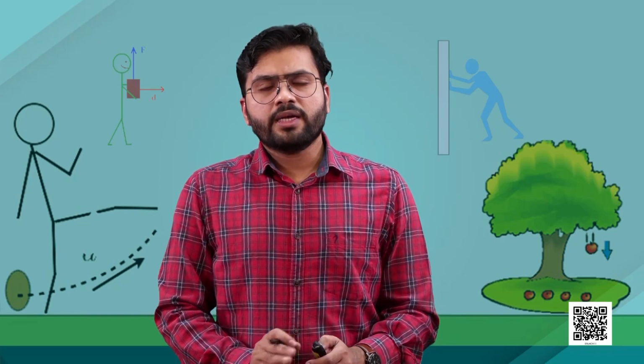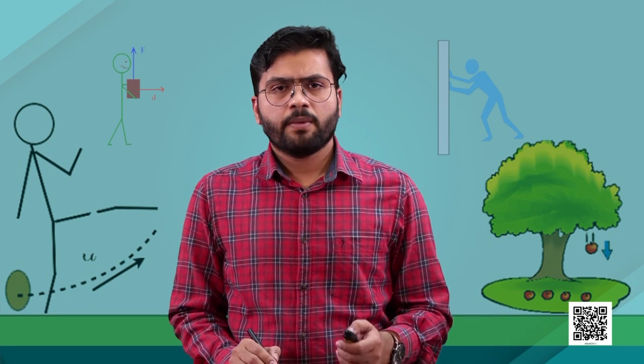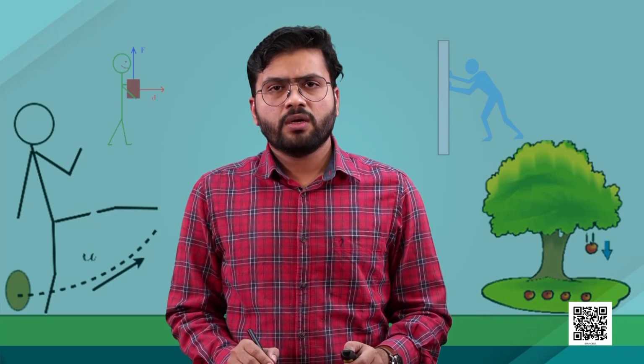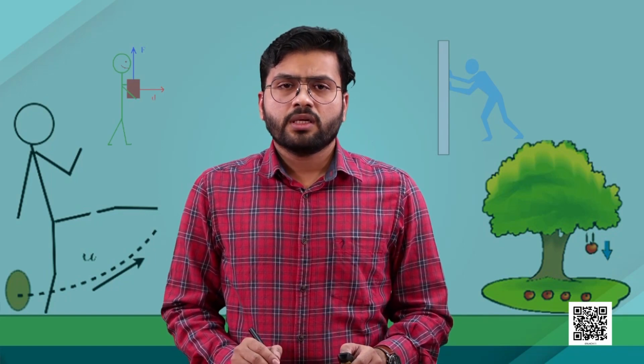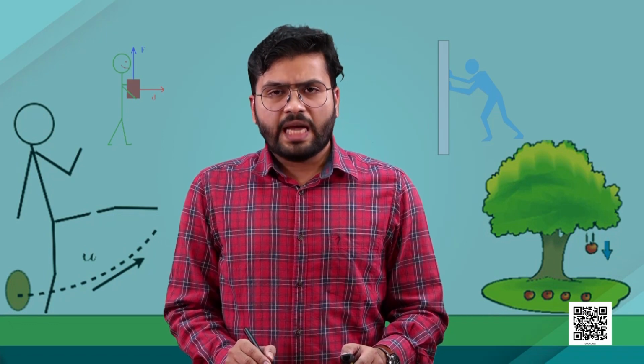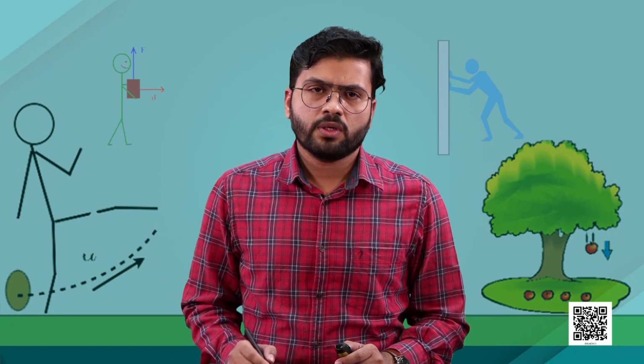Next, let us take another numerical. Suppose a boy of mass 50 kg runs up a staircase of 45 steps in 9 seconds. If the height of each step is 15 centimeter, find his power. So, how to solve it? Mass is given. We can find out the force, that is nothing but mass into acceleration due to gravity. Number of steps is given, time duration is given, and height of each step is given. So let's solve this. Look at the solution.